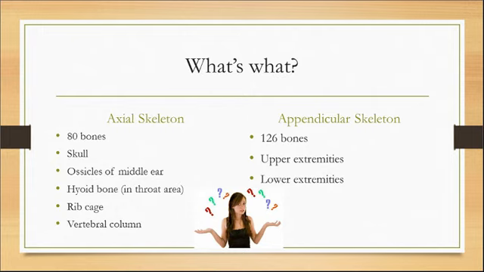The appendicular skeleton consists of the bones of the upper and lower limbs and the bones that anchor the limbs to the axial skeleton. It includes the pectoral girdle, the clavicle and the scapula. The upper limb, which is our humerus, ulna, radius, carpals, metacarpals, and phalanges, and our pelvic girdle, which is our 2 hip bones. The lower limbs, that's our femur, patella, tibia, fibula, tarsals, metatarsals, and phalanges. So let's break it down a bit more.